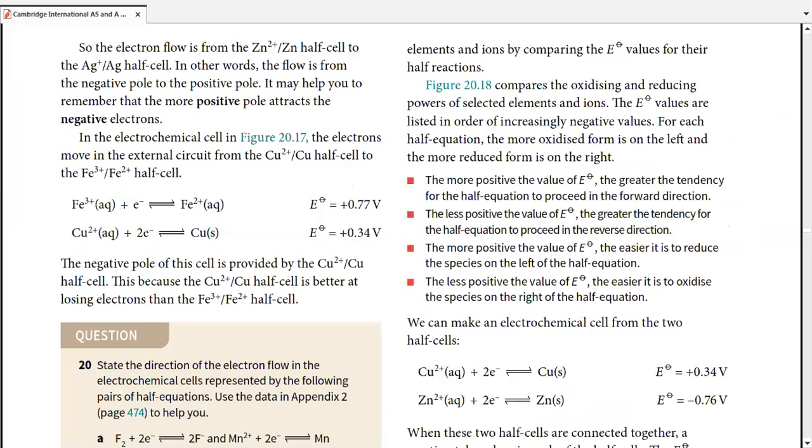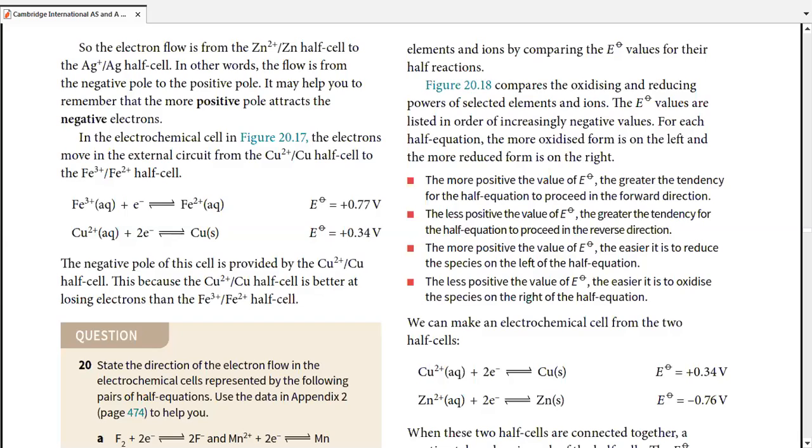Why is it from the zinc half cell to the silver half cell? Here, zinc is getting oxidized, losing electrons. So electrons will be lost from that half cell and will go all the way to the other half cell, the silver half cell, through the wiring, through the external circuit. Hence the flow is from the zinc half cell to the silver half cell, from the negative pole to the positive pole. It may help you to remember that the more positive pole attracts the negative electrons. So of course the electrons go from the negative pole to the positive pole.